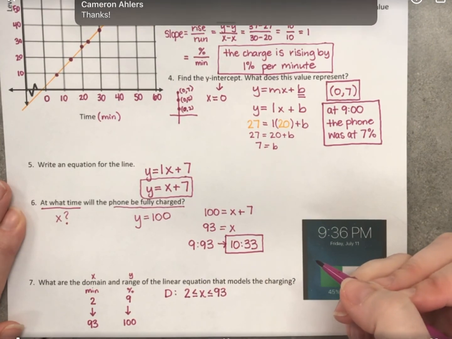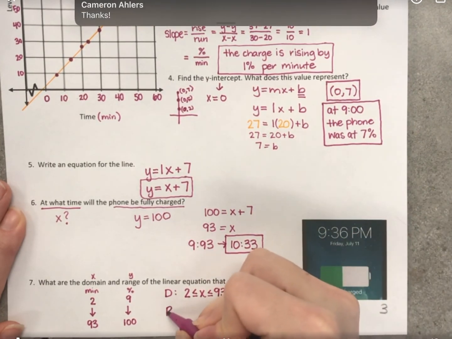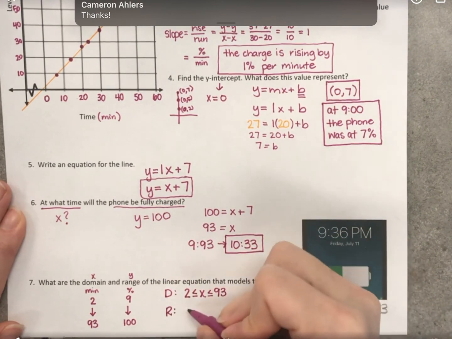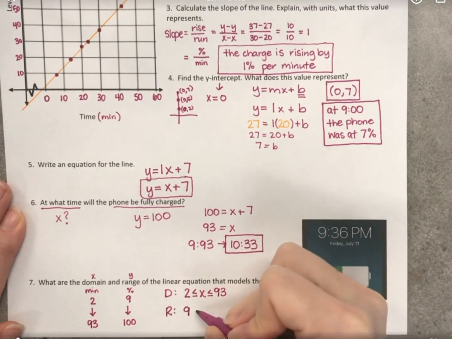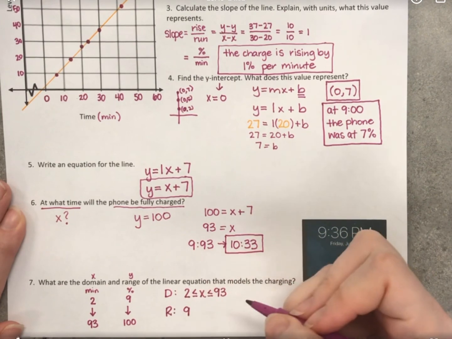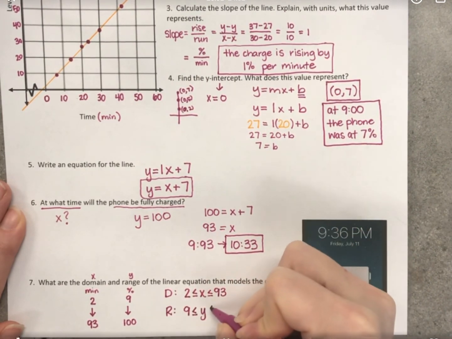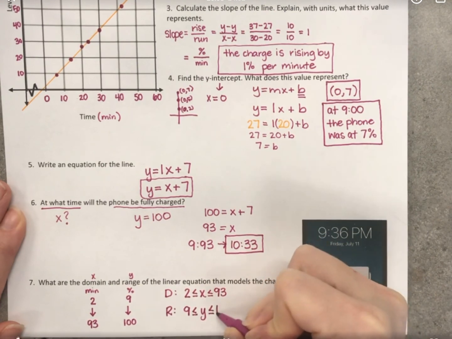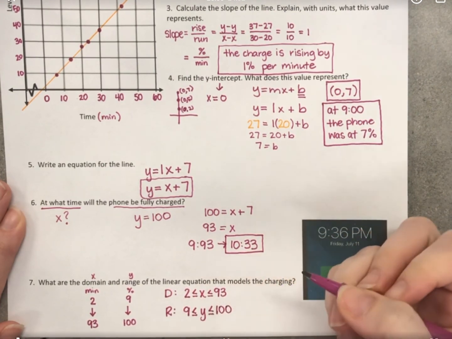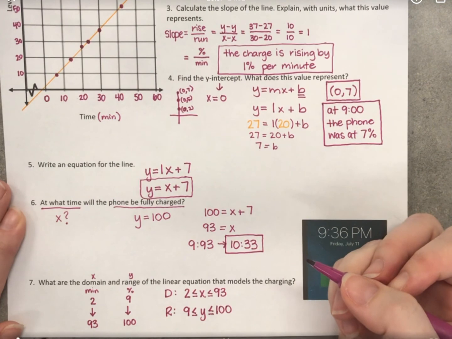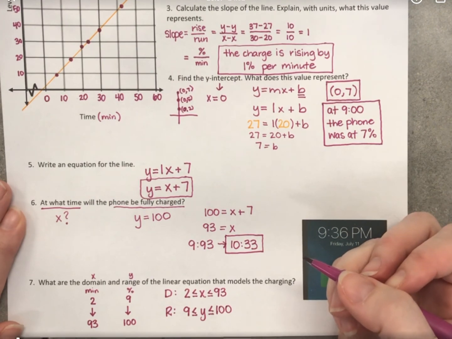We're not going to get over 100%. And the range, since it would have started at 9% when it was plugged in at 9:02, theoretically. And our range would not go anywhere past 100 because we're not going to get more than a 100% charge. So that's the idea of domain and range.